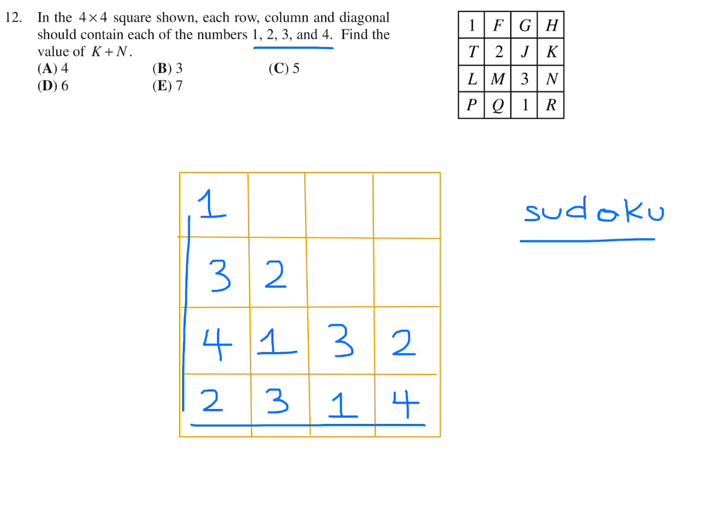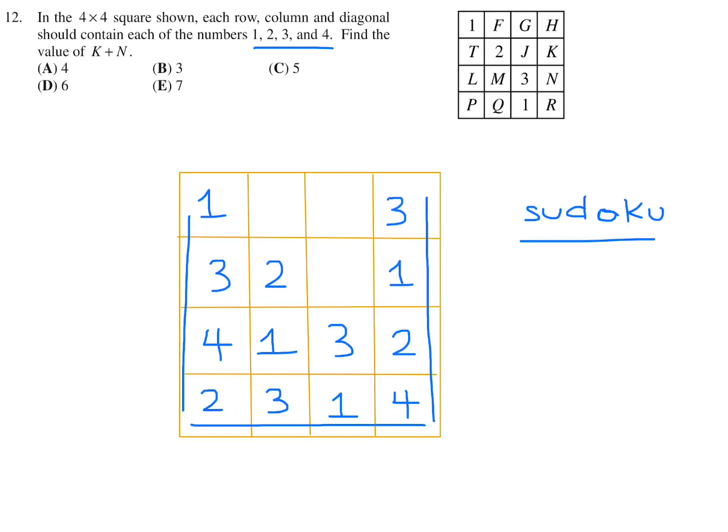And if we look at this column, we already have a 2 and a 4. We're missing a 1 and a 3. A 1 cannot go there because we already have a 1 there. So therefore the 1 has to be there, and this is a 3.